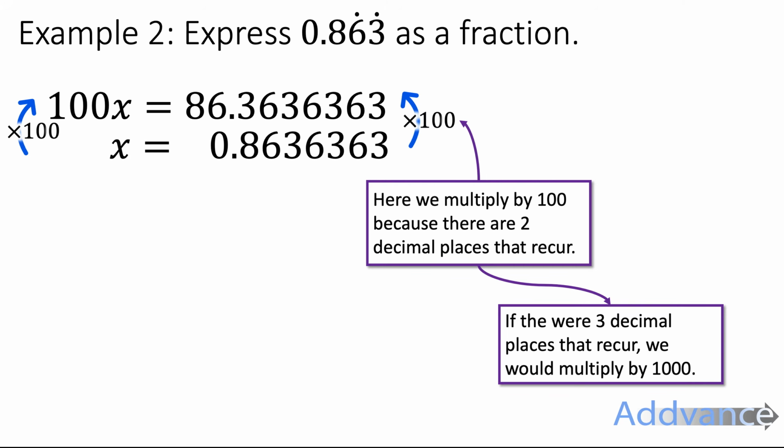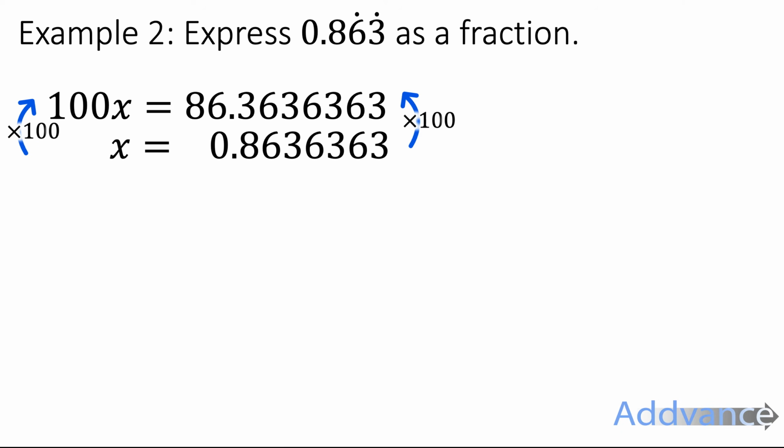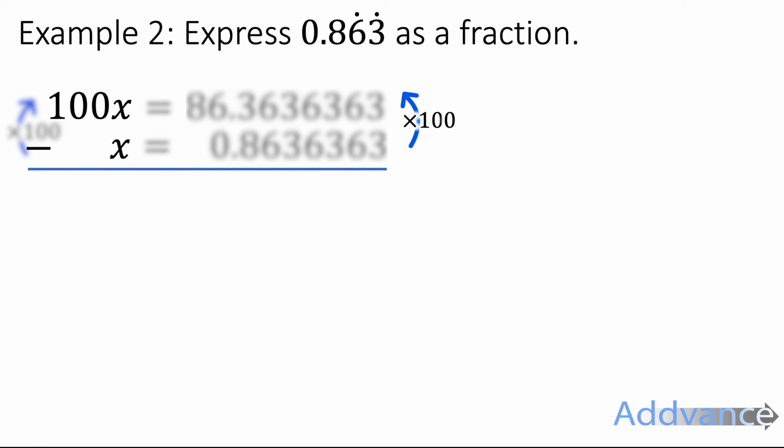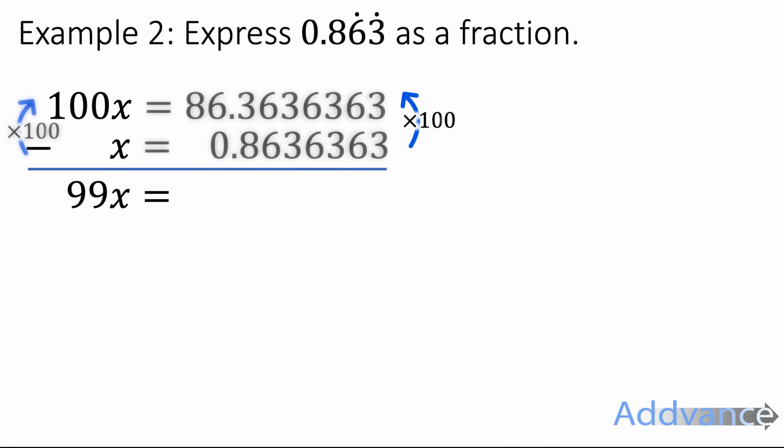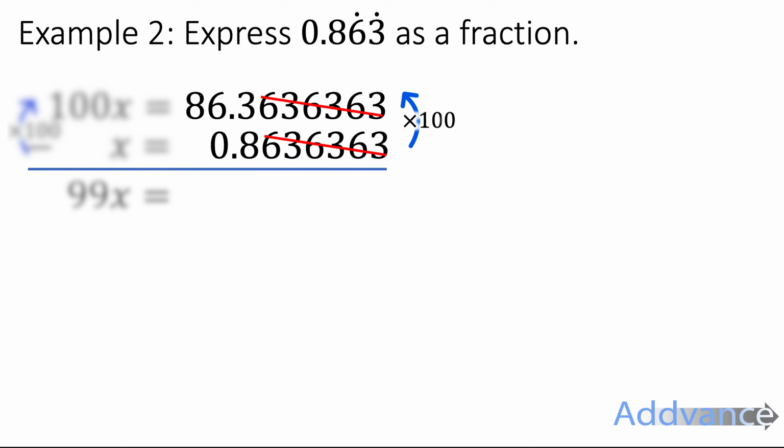Okay, and as we did before, we subtract. So 100x minus x is 99x. Then we're going to subtract the decimals. All the 6's and 3's cancel out. So when the 6's and 3's line up above each other, they can cancel out. And we subtract.